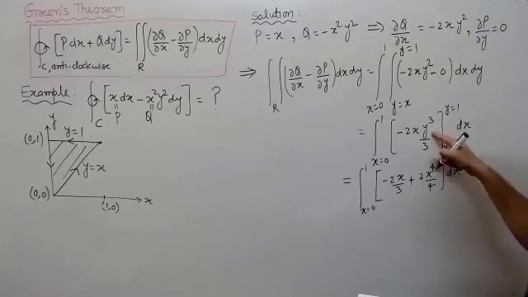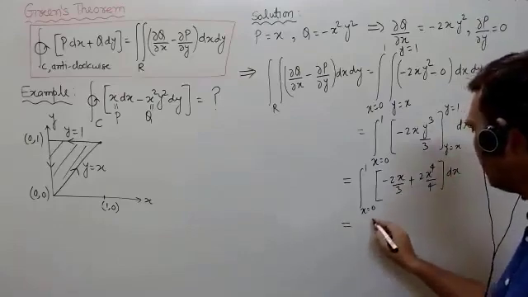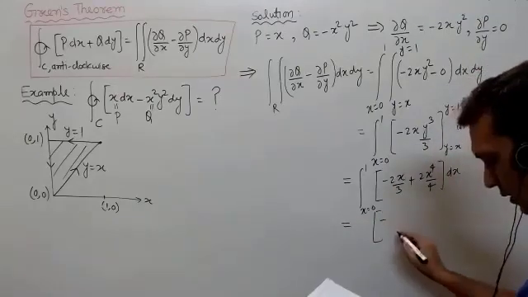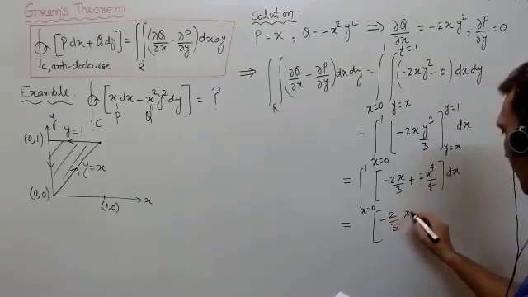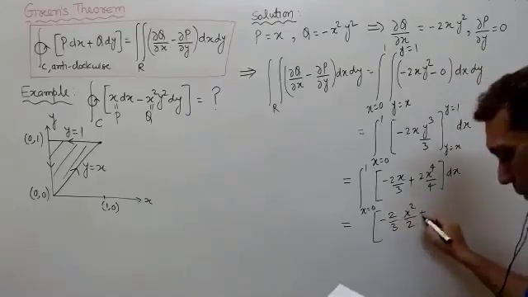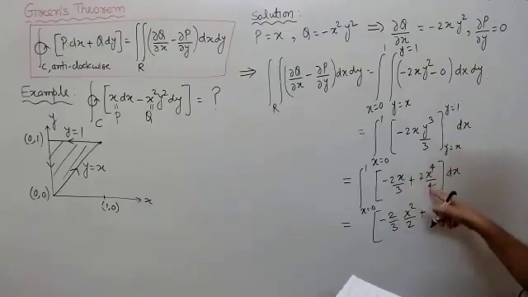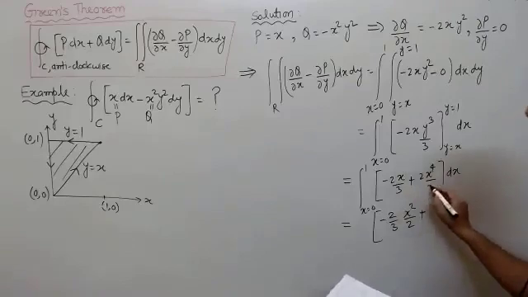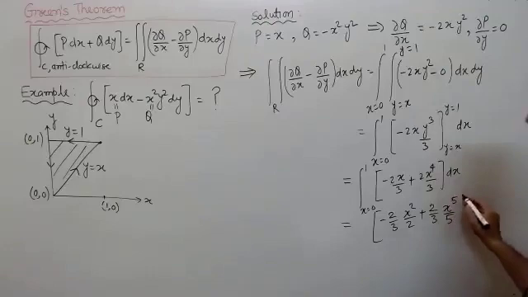Put y is equal to 1 and then y is equal to x and integrate this. So this is minus 2 by 3 x square by 2 plus 2 by 3 x power 5 by 5. Limit will be 0 to 1. So if you put these limits, you will get this value will be minus 1 by 5. Please check it.